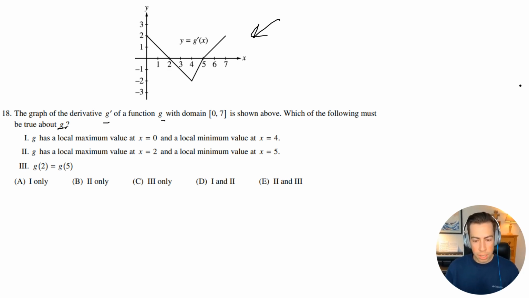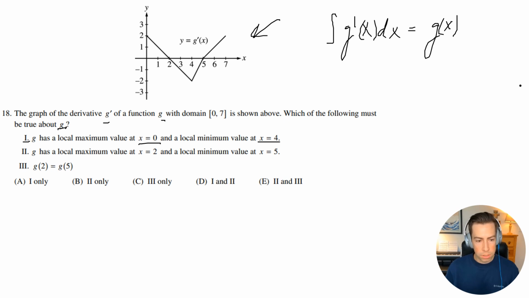So if you remember the second fundamental theorem of calculus, we know that the integral, or I should say the antiderivative of a derivative, is just going to be equal to that initial function. So with this knowledge, we can go ahead and look at each of these answer choices. So the first one: g has a local maximum value at x equals 0 and a local minimum value at x equals 4. So let's check this first part.